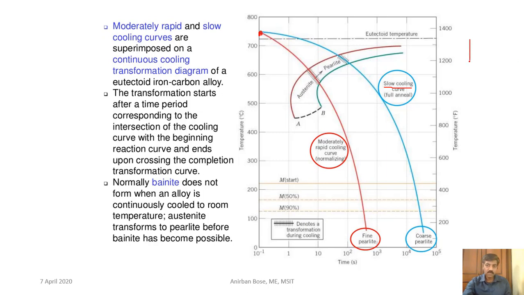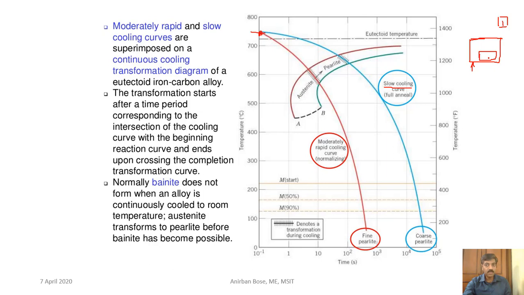Furnace cooling means suppose within a furnace you have kept the sample and you reach the temperature, say 740 degrees centigrade, and after reaching that temperature, what you have done, you just switch off the furnace. If you switch off the furnace, then what will happen? Obviously the heating process will stop, but you are not taking this sample out of the furnace.